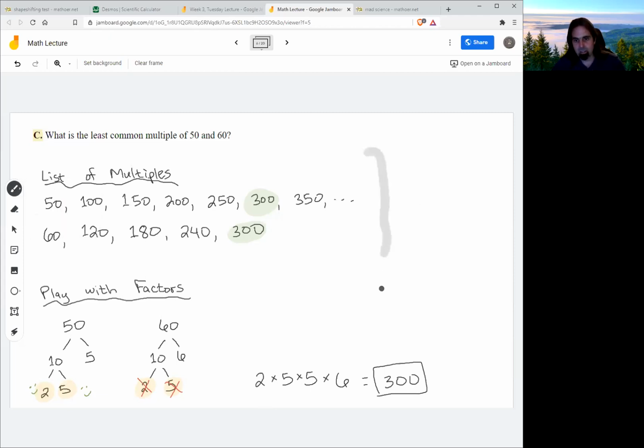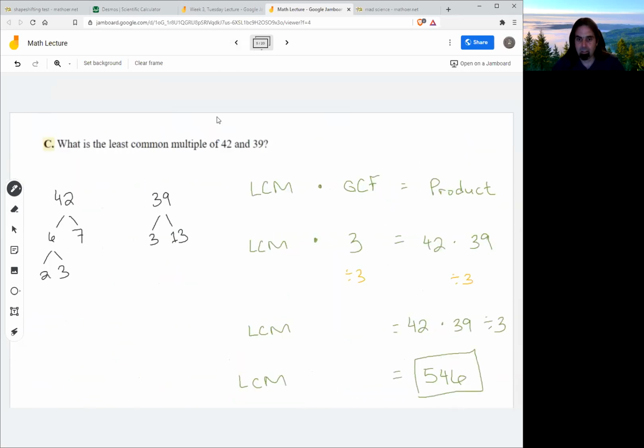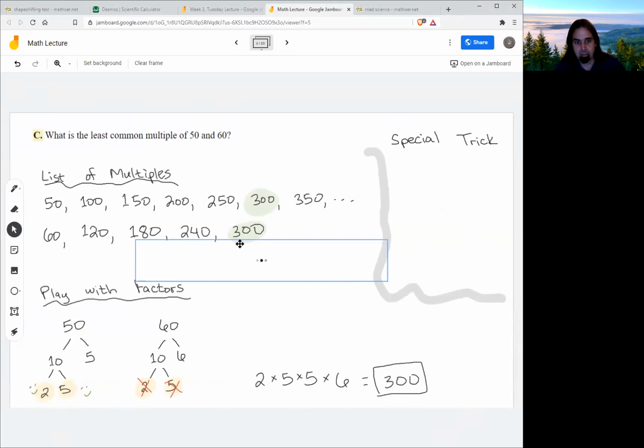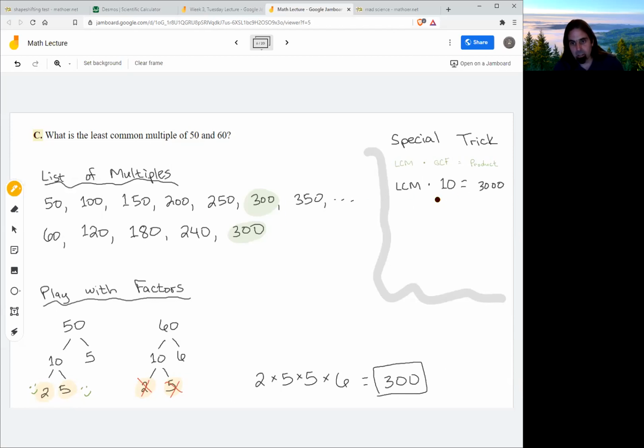Or if we're doing the special trick, for those that have a little more algebra, our least common multiple times what's the greatest common factor? It was that 10. And what's 50 times 60? 6 times 5 is 30 with 2 more zeros. Divide by 10 to get the LCM by itself. And 3,000 divided by 10 is the 300. So lots of ways to do the same thing.